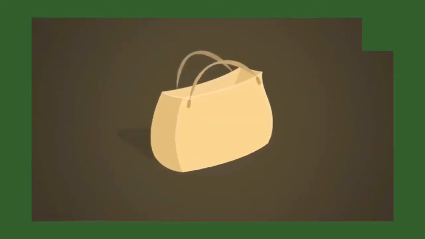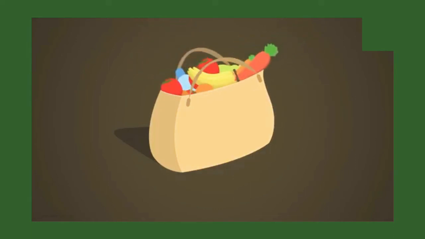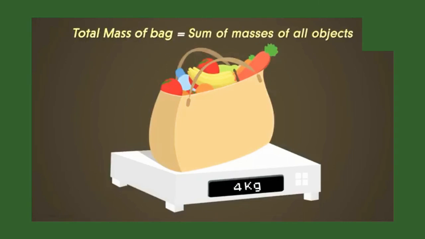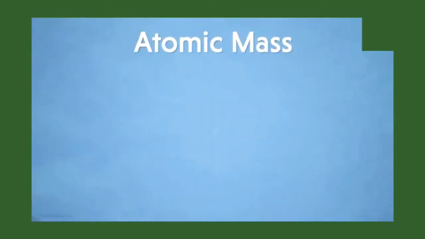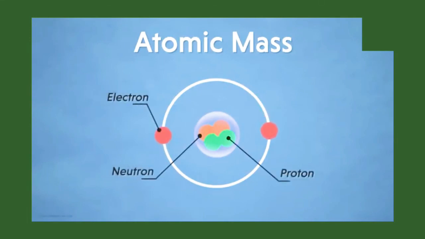Imagine we have a bag which is made up of extremely thin material, so thin that it almost does not have any mass of its own. Now we fill this bag with some stuff inside. If this bag is placed on a weighing scale, then can we say that the total mass of the bag will be the sum of the mass of all the objects inside it? Absolutely. Similarly, the mass of an atom can be calculated with the help of the subatomic particles in it.